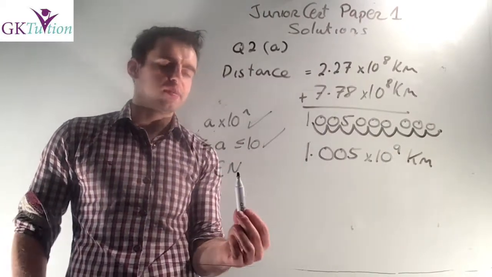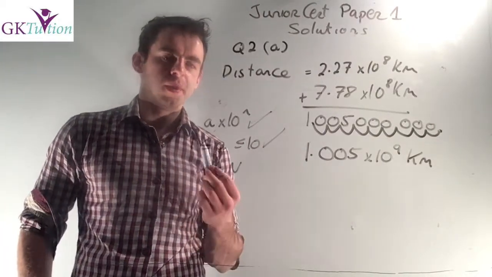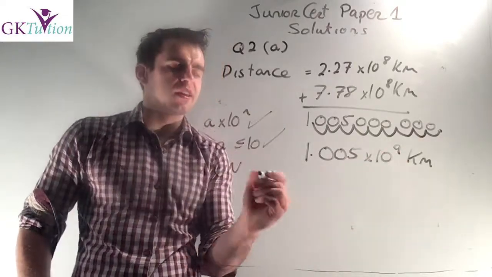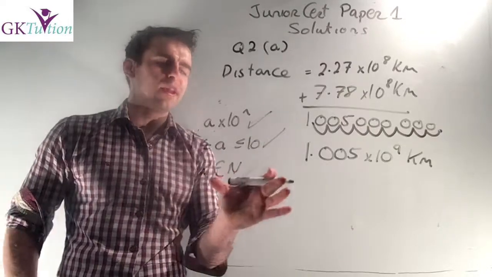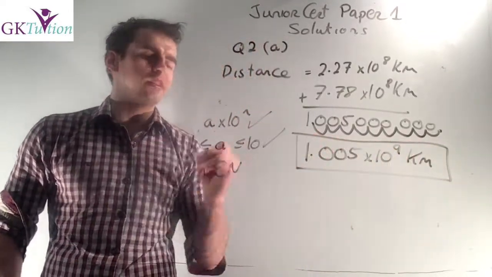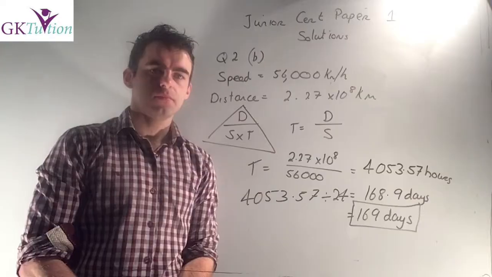And the power needs to be an element of the natural numbers. Natural numbers are whole positive numbers. 9 in this case, clearly it's a positive whole number, so happy days, I've satisfied that one. My final answer is 1.005 by 10 to the power 9 kilometers.